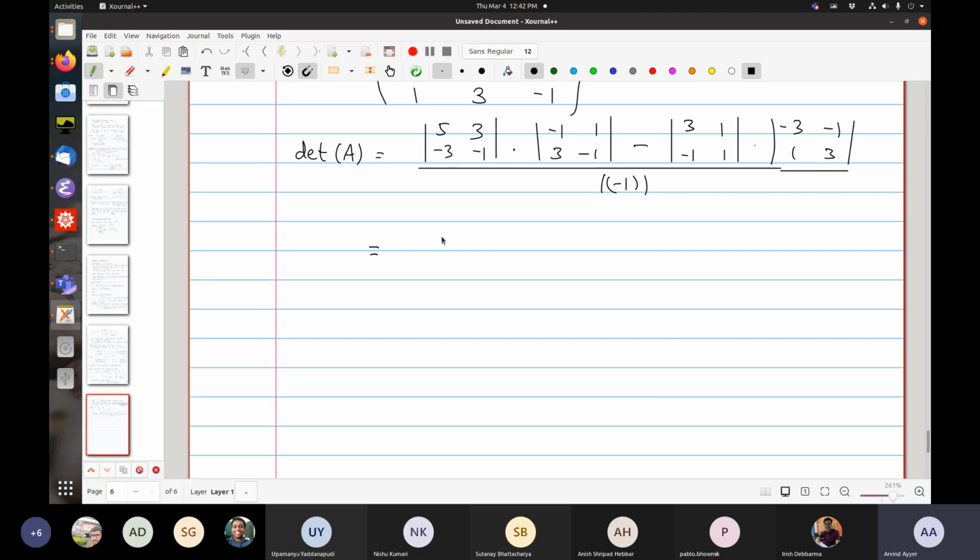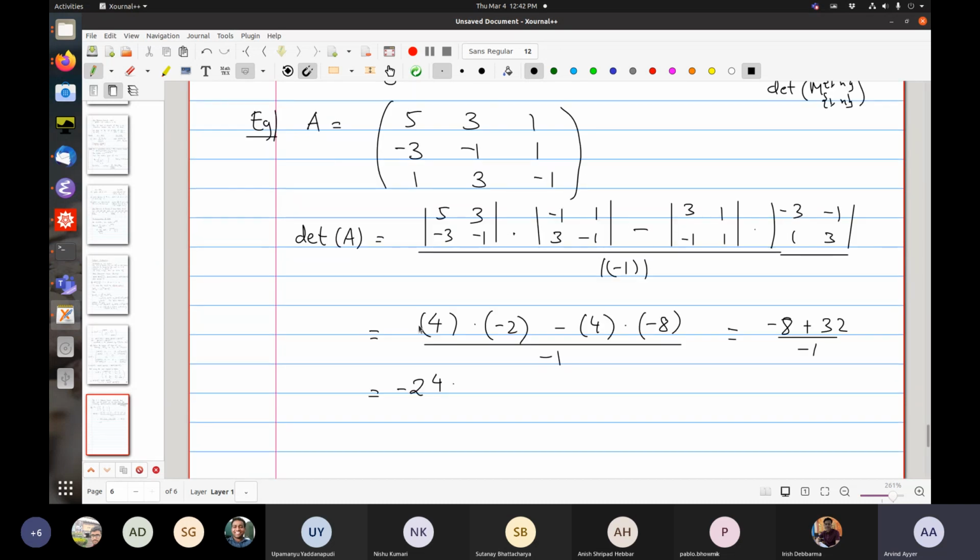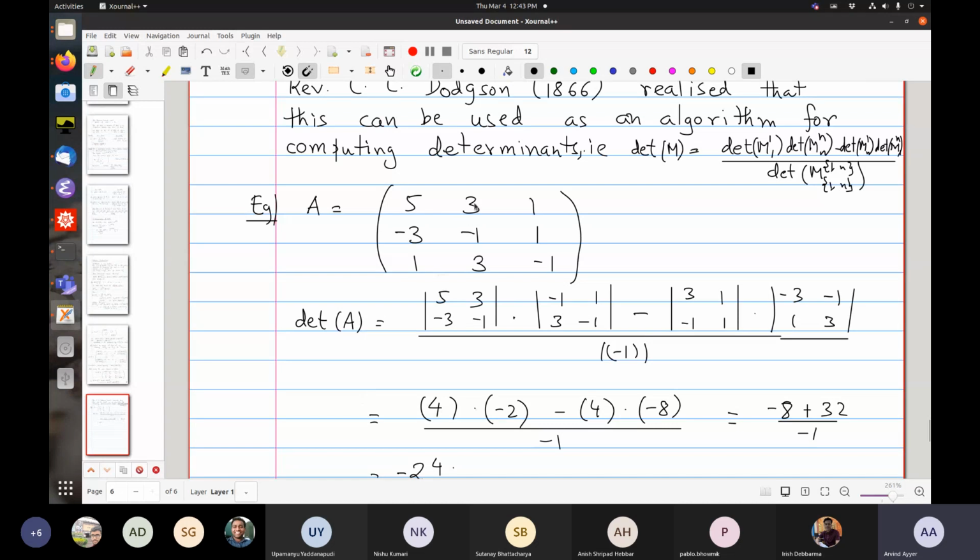So the first one will give me minus 5 plus 9, which is 4, times the second one will give me 1 minus 3, so that's minus 2. The term here will give me 3 plus 1, that's 4, and the last term will give me minus 9 plus 1, so that's minus 8, and I'll divide by minus 1. This is not absolute value. So this is minus 8 plus 32 by minus 1, which is minus 24.